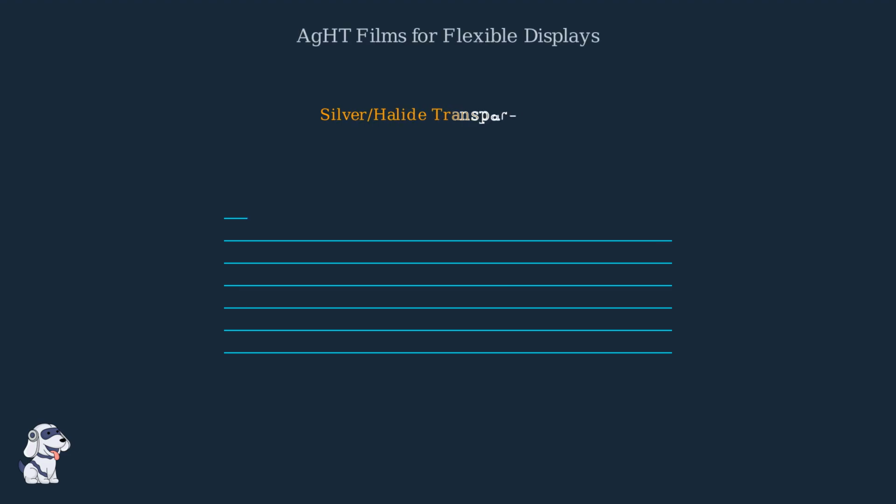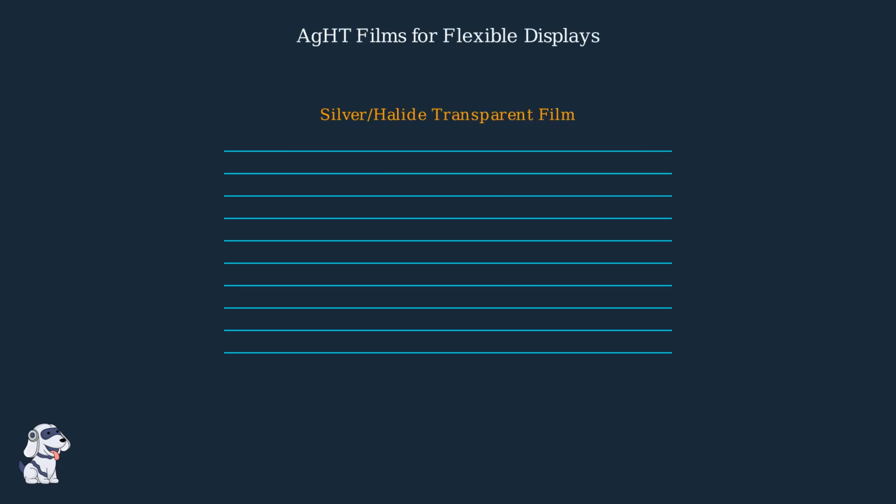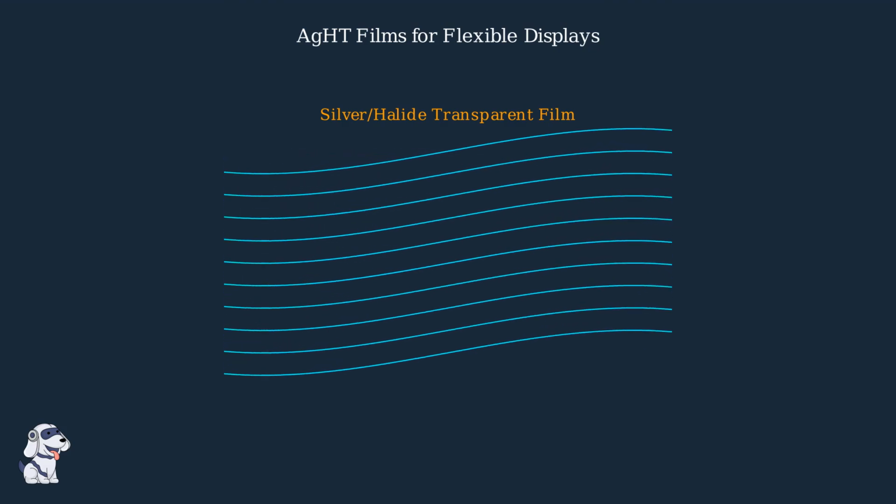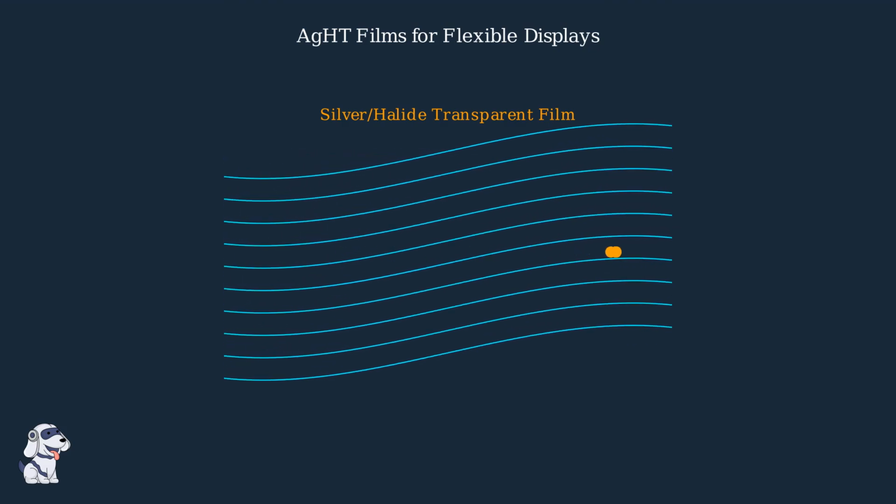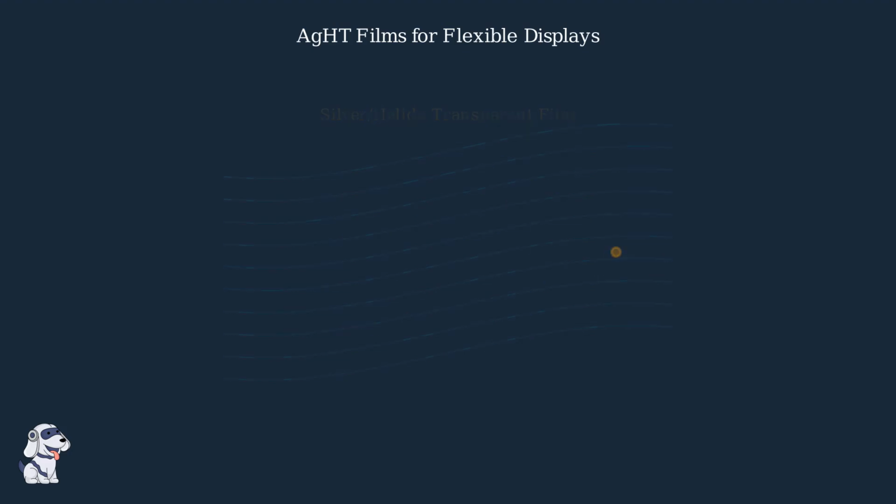For modern foldable and rollable devices, we utilize AHT, or silver halide transparent films. Unlike rigid sensors, these thin films offer exceptional flexibility. These films maintain perfect electrical conductivity, even after being folded hundreds of thousands of times. With a lifespan exceeding 200,000 cycles, AgHT films ensure your device remains responsive and free of touch dead zones, regardless of how often you fold it.